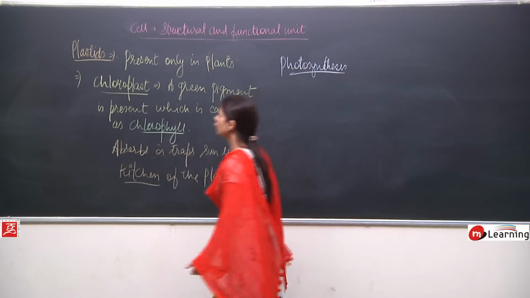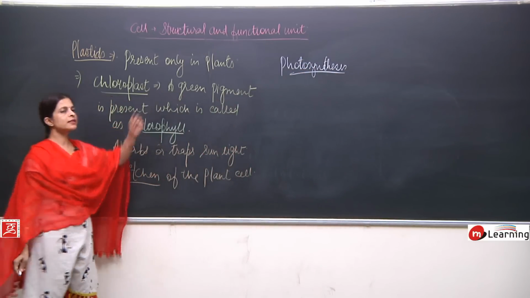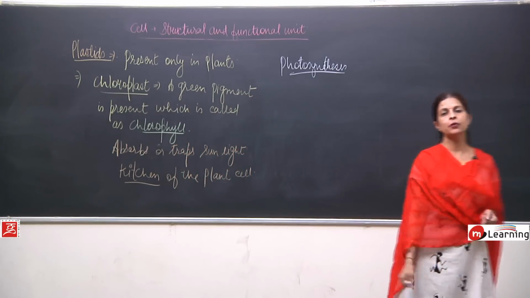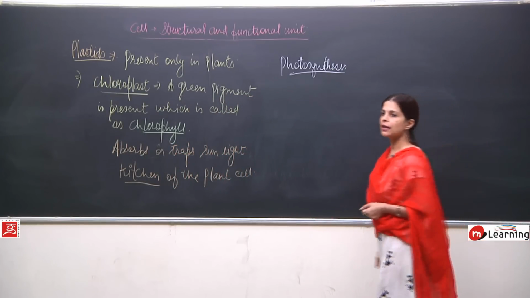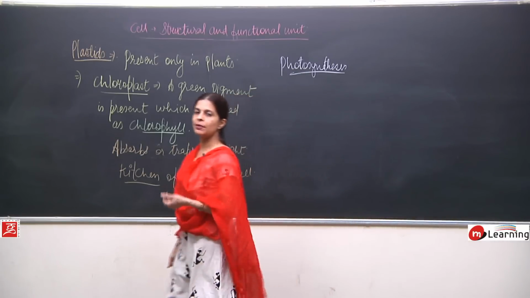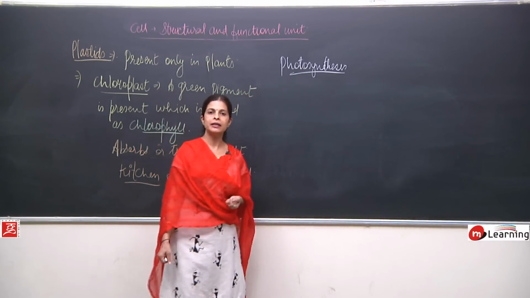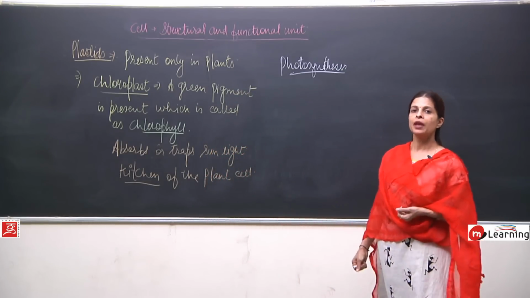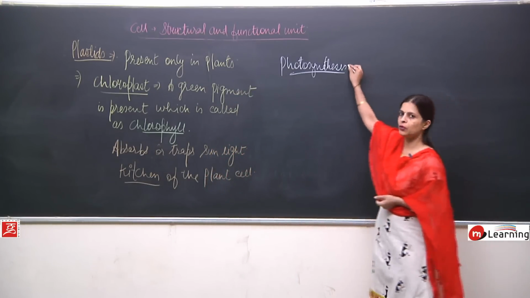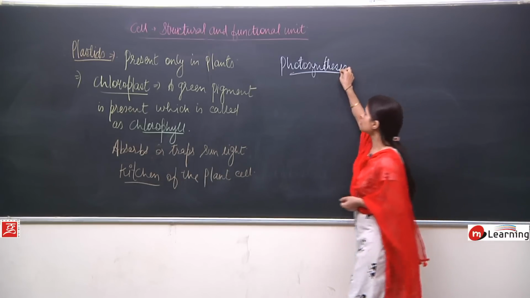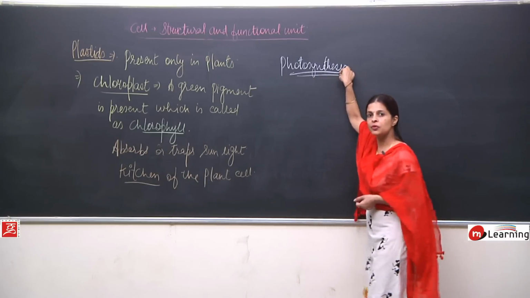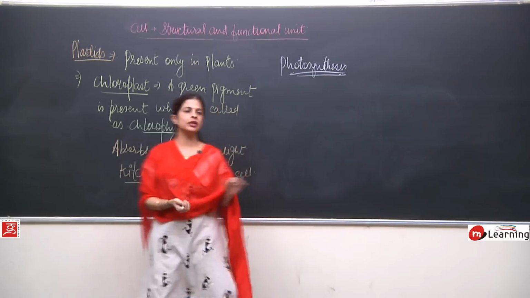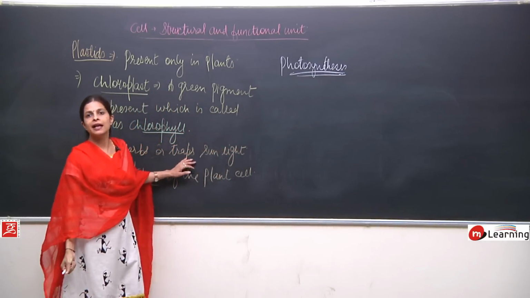Main function is photosynthesis. We all know it, I don't think it needs to be defined, but still: when the plants prepare their food in the presence of carbon dioxide, water, and the salts absorbed from the soil, and in the presence of sunlight and chlorophyll, glucose is formed, and this process is known as photosynthesis. For this process to happen, for the formation of the food, it is very essential that the sunlight has to be trapped.